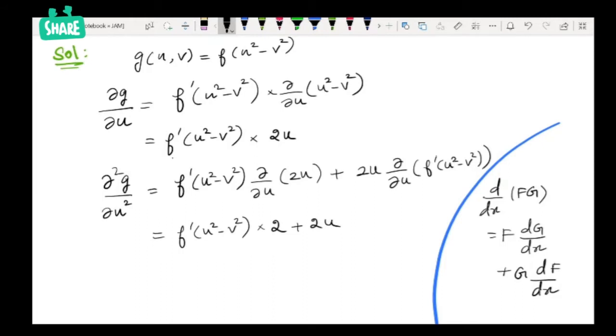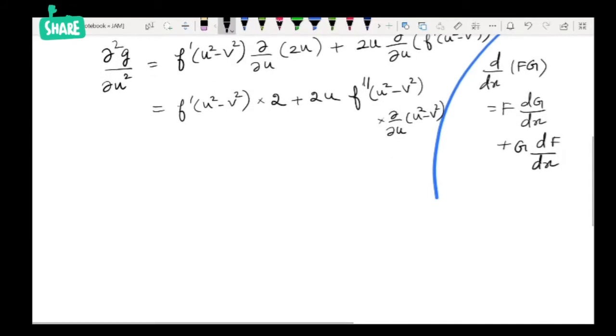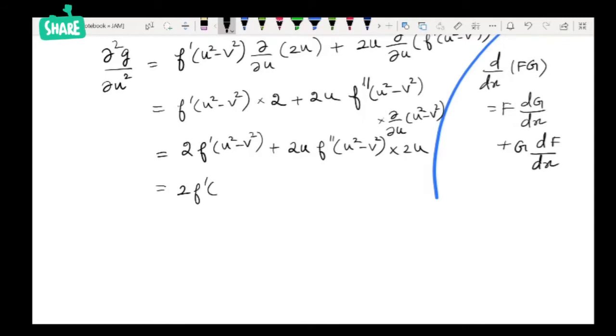and this again you need to differentiate f dash, so it will be f double dash of u square minus v square, and differentiate u square minus v square with respect to u. It's just the chain rule, okay? So here we have 2f dash of u square minus v square plus 2u f double dash of u square minus v square. This one will give 2u, so on the whole it is 2f dash plus 4u square f double dash.